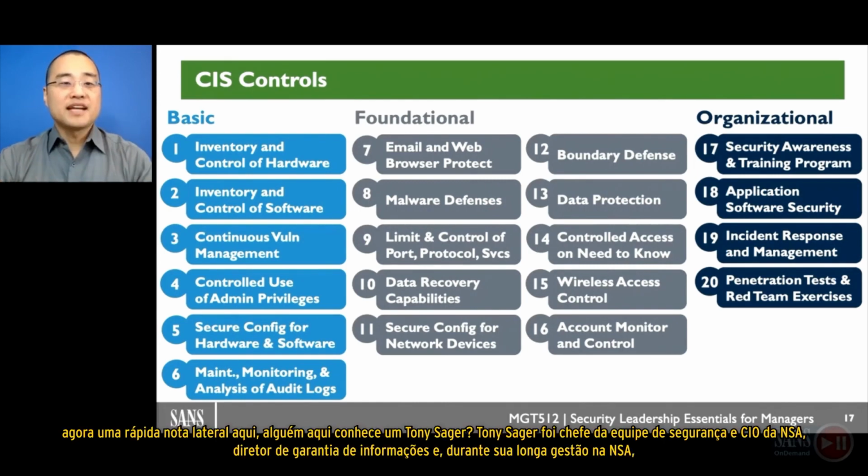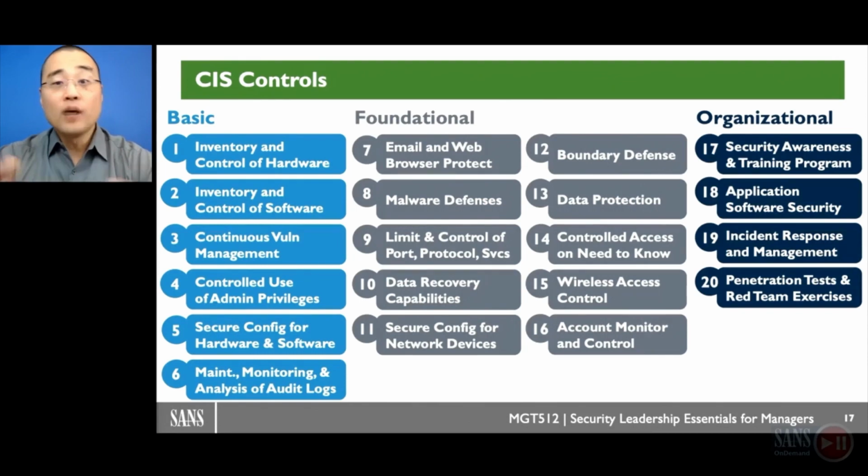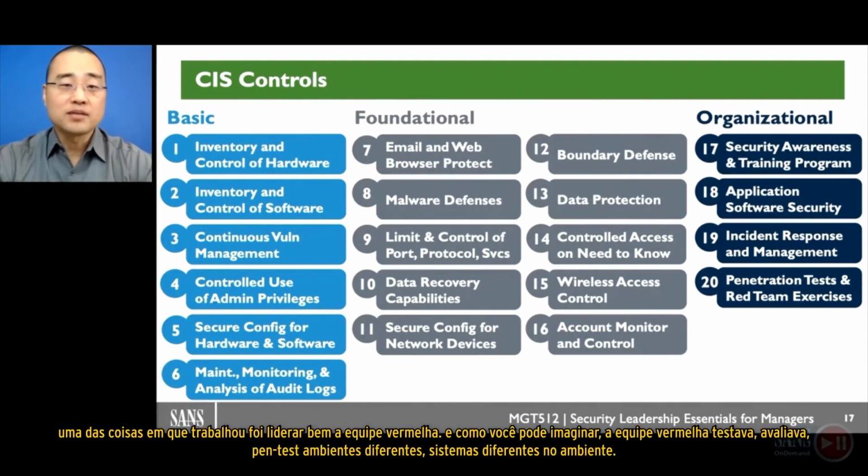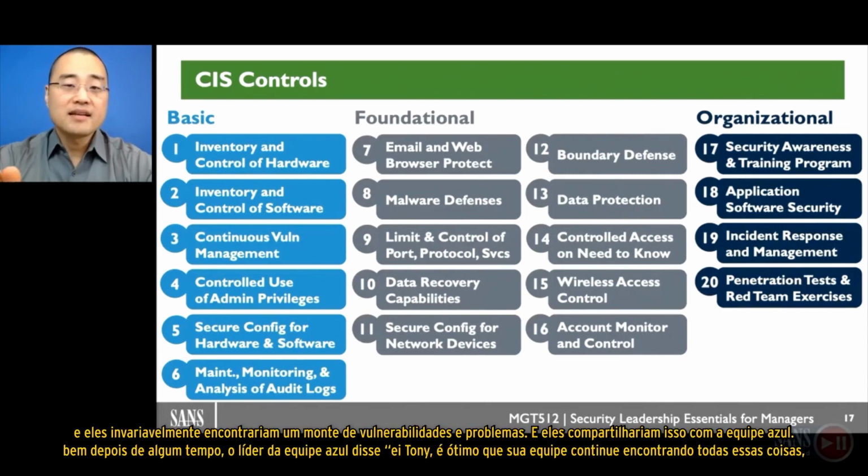Now, quick side note here. Does anybody here know Tony Sager? Tony Sager used to head up the security team, was the CIO at the NSA, in the Information Assurance Directorate. And during his long tenure at the NSA, one of the things that he worked on was leading the red team. And as you can imagine, the red team would go around and assess, pen test different environments, different systems in the environment. And they would invariably find a bunch of vulnerabilities and issues. And they would share this with the blue team.